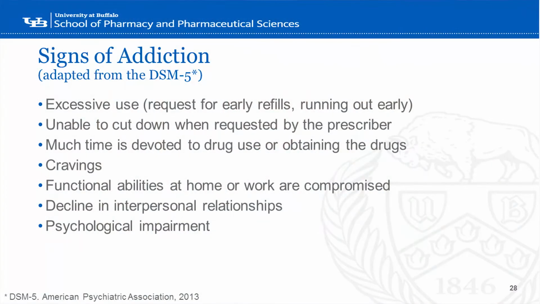So what are the signs of addiction as seen in the DSM-5? Well, excessive use, a request for early refills, running out early, and so forth. The inability to cut down even when requested by the prescriber, or seeking additional medications from the illicit market, spending a lot of time thinking about the drug, getting the drug, using the drug, and cravings. So those people who are craving drugs, not only for pain relief, but for the euphoric effects. And at the same time, their functional capacity at home or work, in school, is being compromised. There's a decline in interpersonal relationships and their psychological impairment.